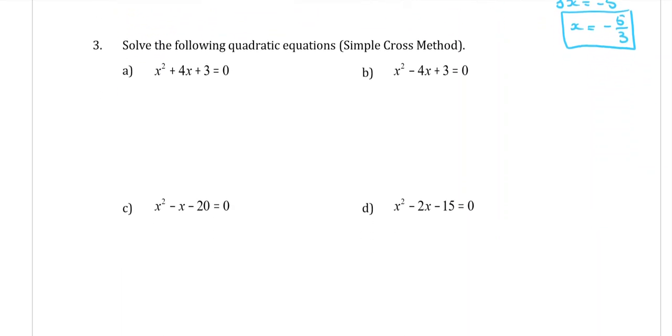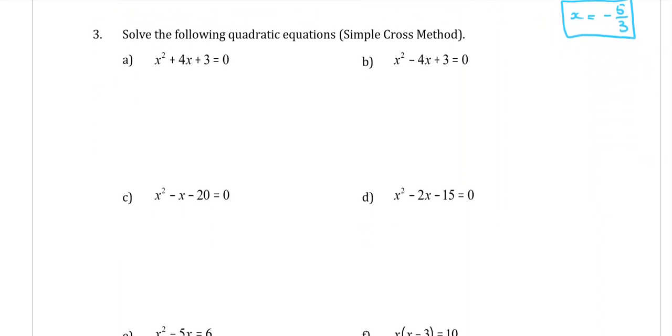Question 3. We are solving the quadratic equations using the simple cross method. Okay, so these ones are going to factorise into two brackets equal to 0, x at the front of each bracket. And we're looking for two numbers that times to give the 3, and they're going to add to give the 4. So numbers that times to give 3 would be 1 and 3, and they also add to give 4, so there is my factorised equation.